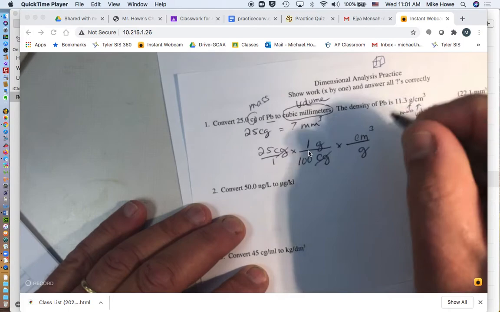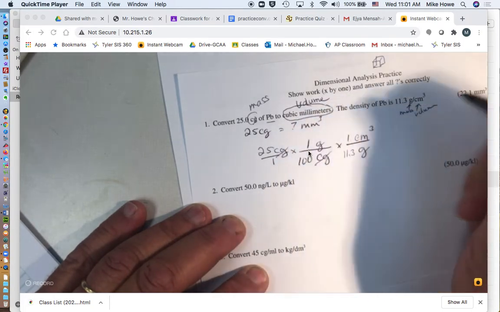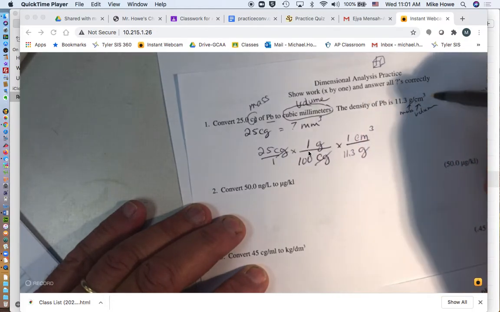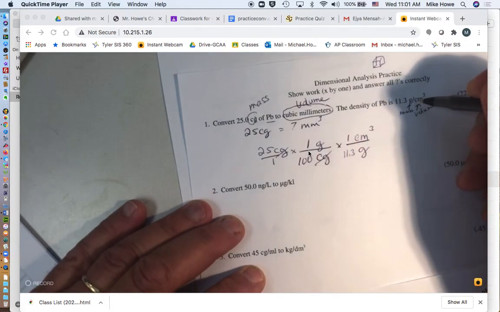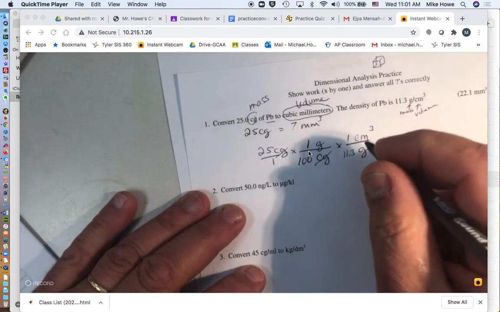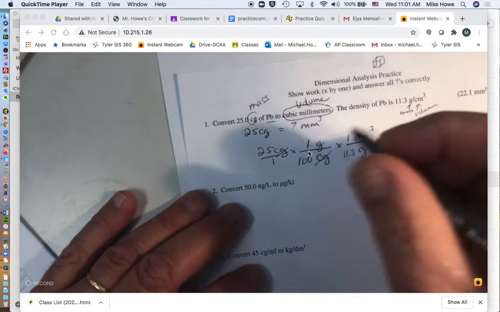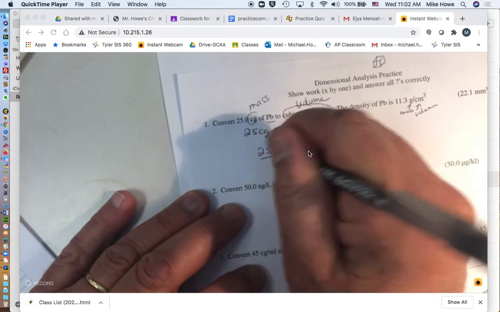We know that 11.3 goes with grams, and that matches 1 cubic centimeter. There is no number in front of the cubic centimeter, so that's considered to be an exact 1. An exact 1, which means it doesn't limit you on sig figs. This, however, does limit your sig figs, and so does the 25. And I was sloppy here. I should have written 25.0.